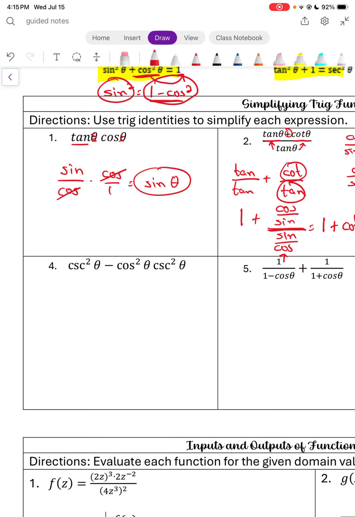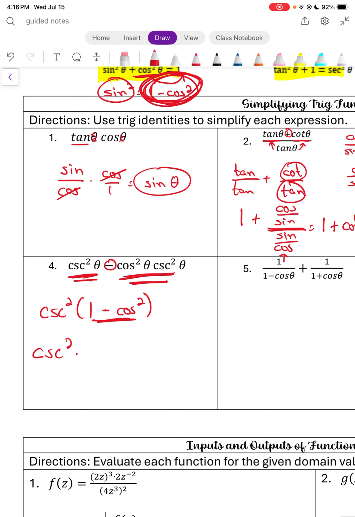Since we've not done it yet, I'll show you that you can factor these expressions. I have a minus sign. Both of these expressions have a cosine squared, so I'm going to factor out a cosine squared. Here I'm left with 1, and here I'm left with minus cosine squared. 1 minus cosine squared I actually just used. It was right there. So now I have cosecant squared times sine squared.